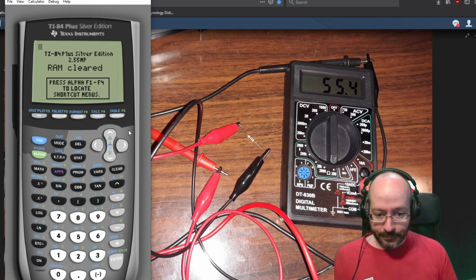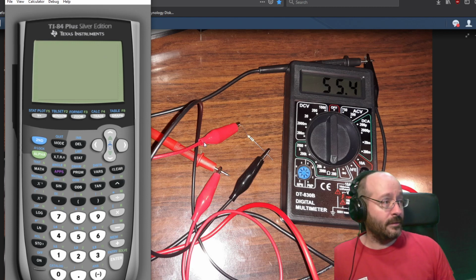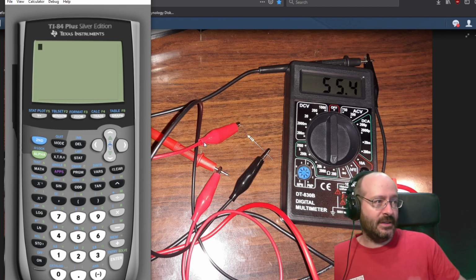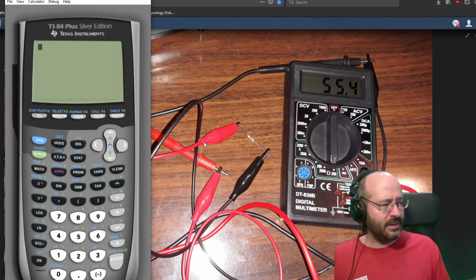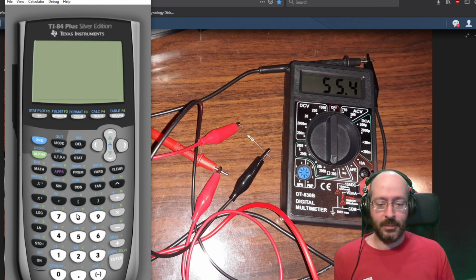56.3. Okay, cool. So the first number you measured was your voltage. The second number was your current. And the third was your resistance. And that's actually almost nominal value. It should be 56. You measured 56.3.